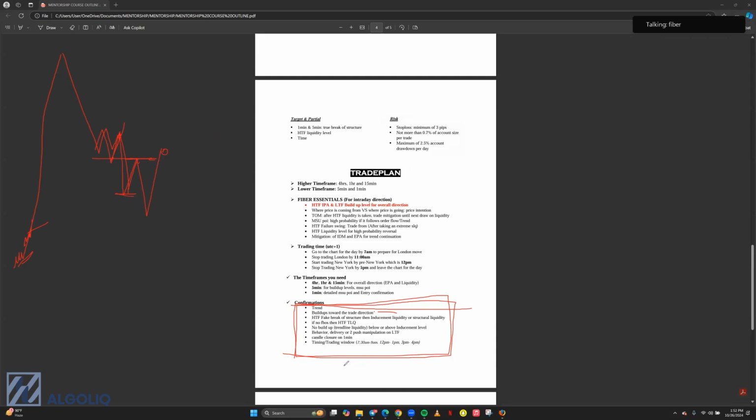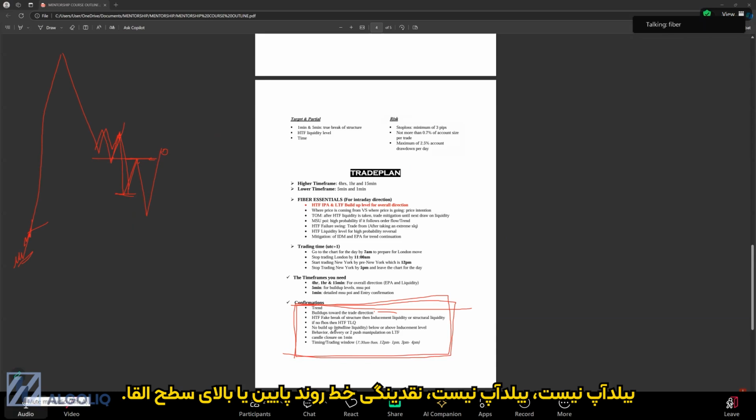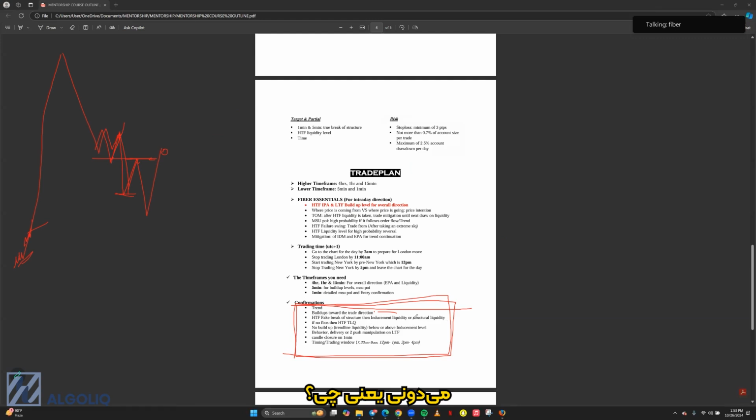All right. No build up, trend line liquidity below or above an inducement level. You know what that means? If you are selling, for example, right here, you shouldn't have a build up or trend line liquidity above your inducement level. Let's say you have this and this, and you are trying to sell from here. This is a low probability sell because you have a build up above your inducement level.